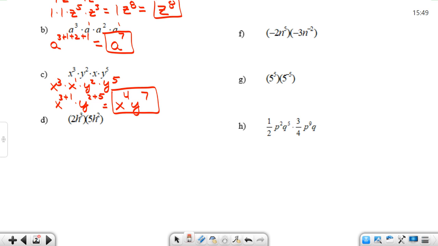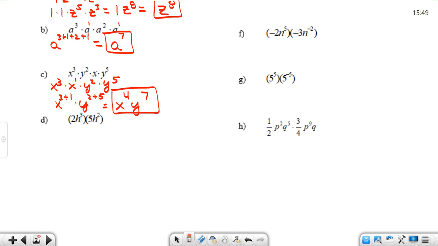Now, guys, this is not a binomial. Remember, although there are 2 bases here, this is still a monomial because there's no addition or subtraction going on between the variables. This is just a larger monomial.